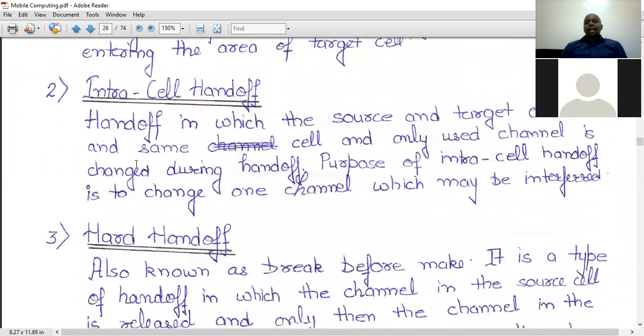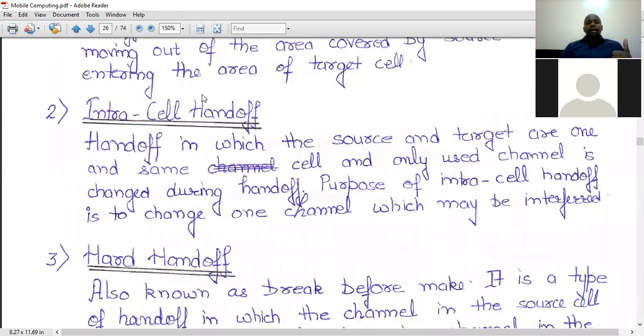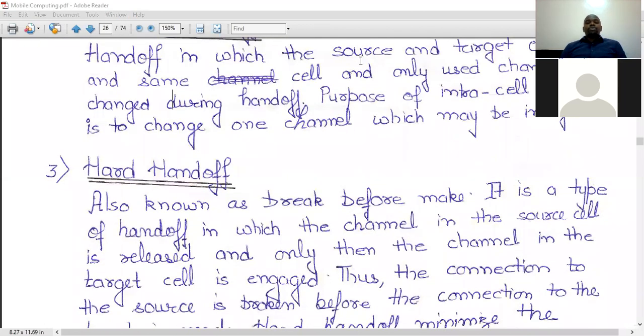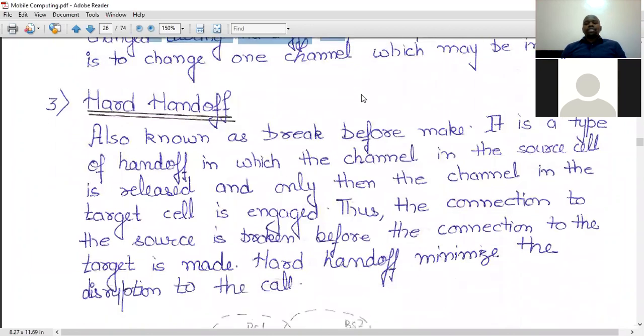Then intracell handoff is handoff that occurs within the cell. Within the cell, okay? But why does it happen? You are within the cell, you are not moving away from that particular cell. You are during a call, you are not moving away from that particular cell, but actually handoff occurs. Why does that occur? Okay, handoff in which the source and target are one and the same cell, and only the used channel is changed during handoff. The purpose of intracell is to change one channel which may be interfered.